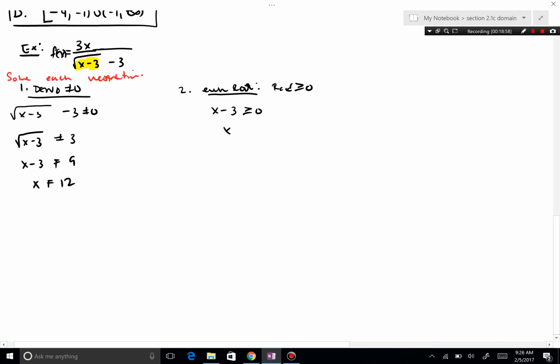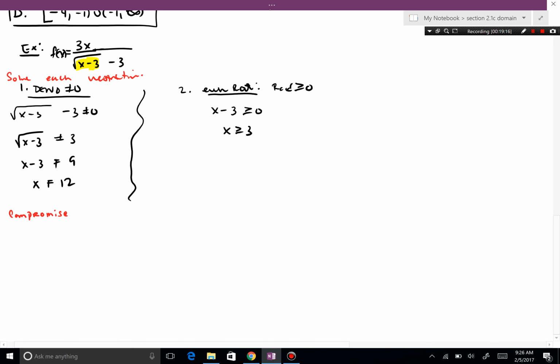Anyhow, so this ends up being this, and that ends up being that. So what is this saying? This is saying that x is greater than or equal to 3, right? So once again, we're done. Now let's compromise the 2. The math way of saying compromise is intersect, meaning what they have in common.